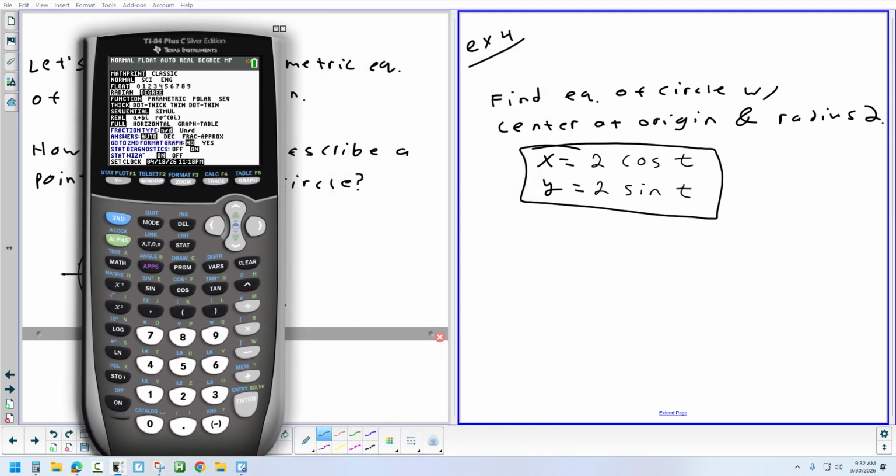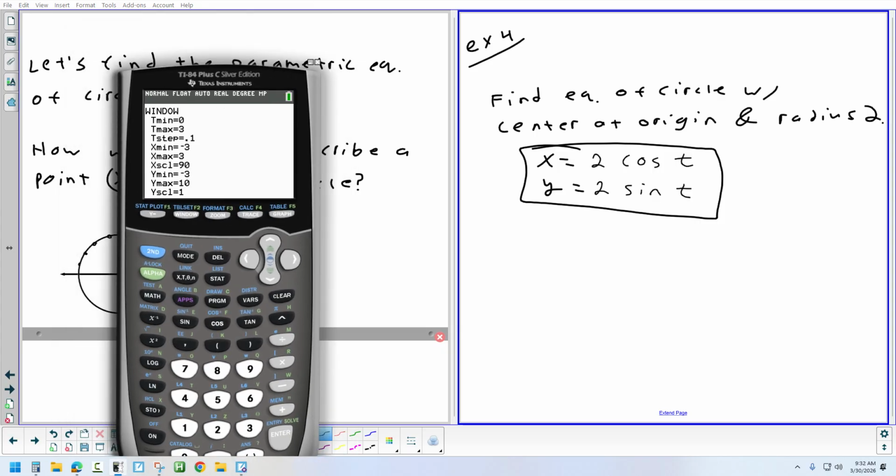Okay, I'm going to do it in degrees. And since we're dealing with sine and cosine, that makes a difference. So pay attention to your mode. Okay, so we're going to go into degrees and we're going to do it parametrically. We're going to do 2 cosine t, and we're going to do 2 sine t.